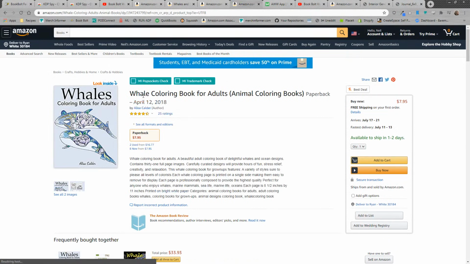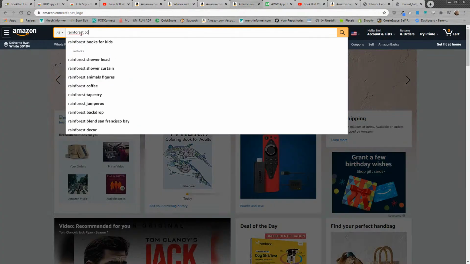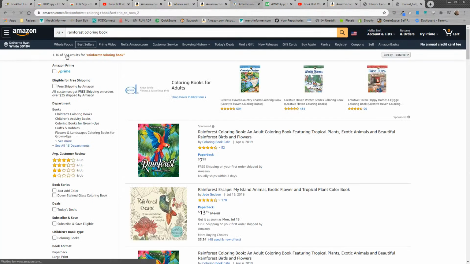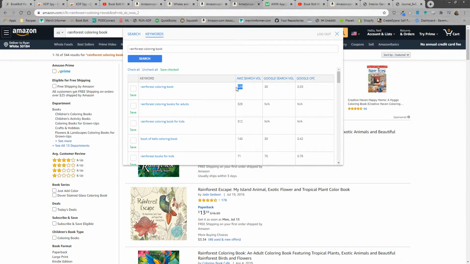Whale coloring books. Guys, real quick, there are so many different kinds of coloring books. You can come in here for any type of animal you can think of. Let's just go with rainforest. Rainforest coloring book. 344 results, right? It doesn't take a rocket scientist or brain surgeon to type in a keyword here, type in coloring book. Let's just go over here and type in keywords. Rainforest coloring book. Again, about 520 people search for that a month. It's got low competition. You can come in here. There's all sorts of long tail keywords.